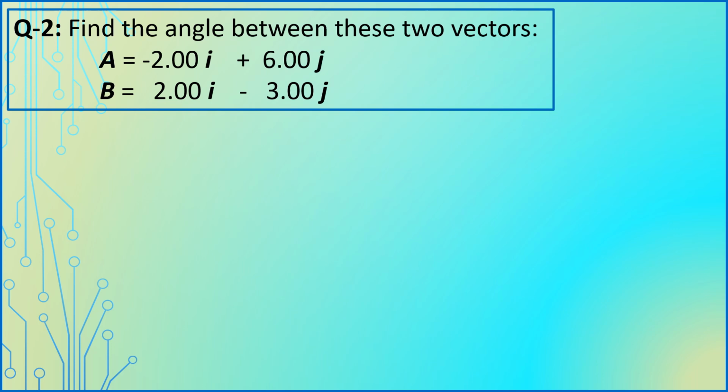The question reads, find the angle between these two vectors. Vector A equals negative 2.00i plus 6.00j, and vector B equals 2.00i minus 3.00j.